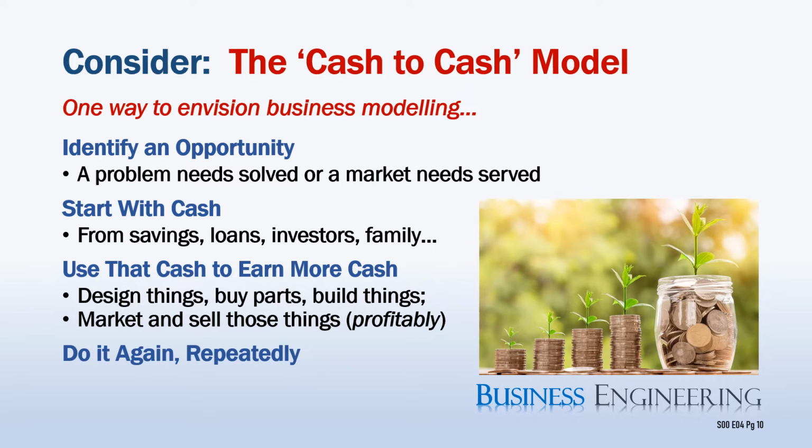One way to envision basic business modeling is to consider that of a cash-to-cash model. The process starts with that of a business opportunity, where a problem needs solved or there is a market need which needs to be served. The business owner or owners or entrepreneurs amass a small pile of cash, perhaps from savings, family, investors, or personal loans. They then use that cash to design things, buy parts, build things, and eventually earn more cash by marketing and selling those things at a profit. Then they do it again repeatedly.